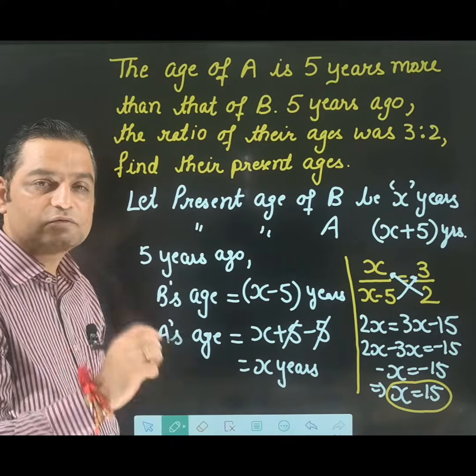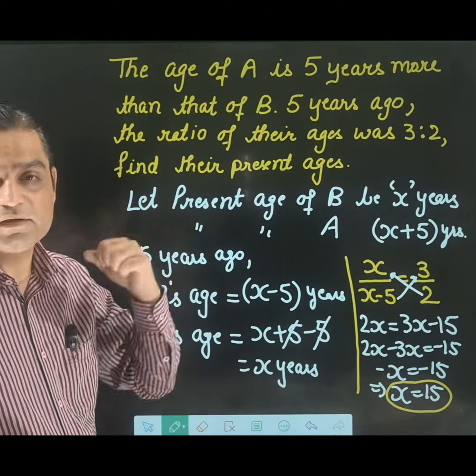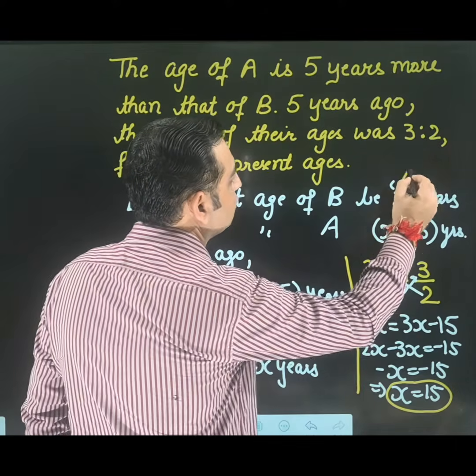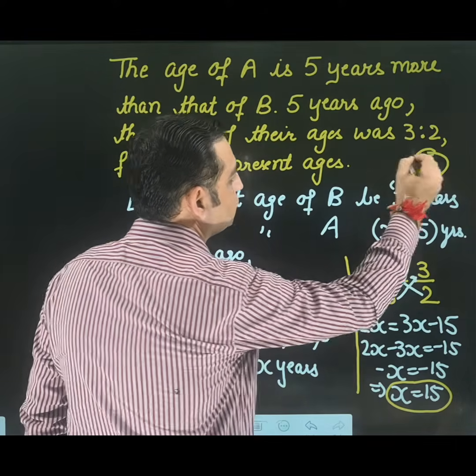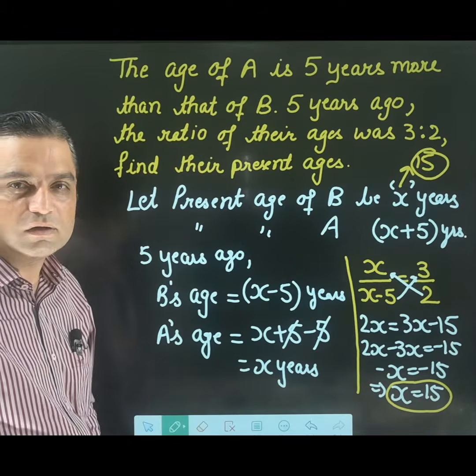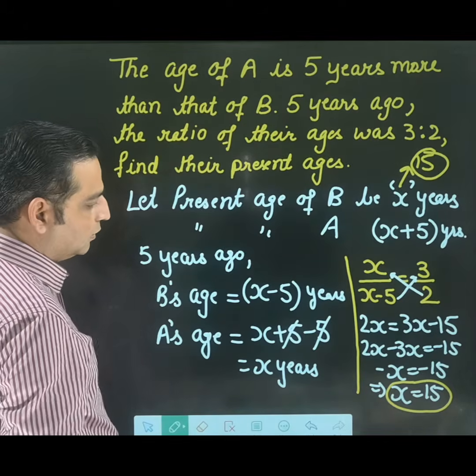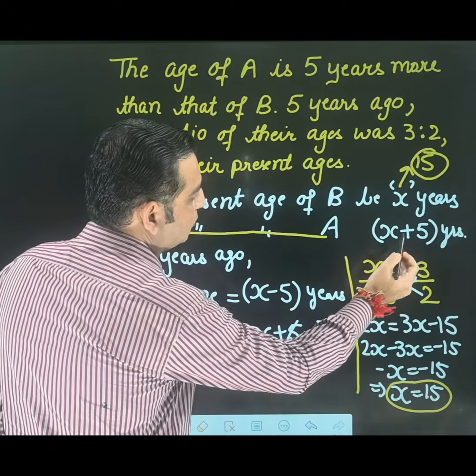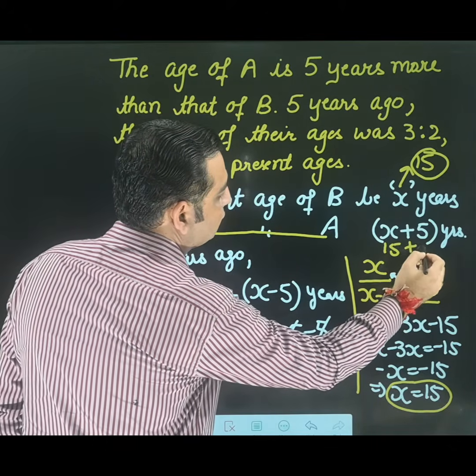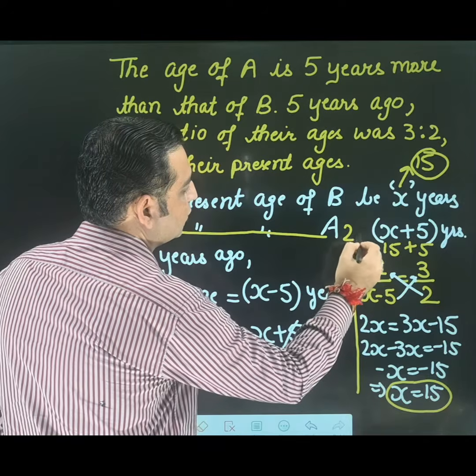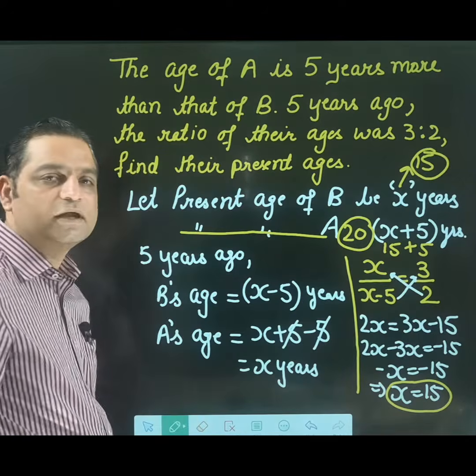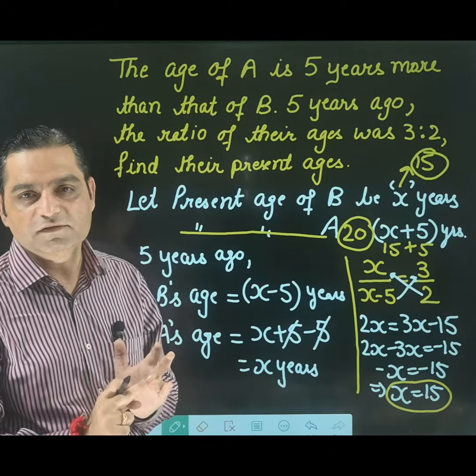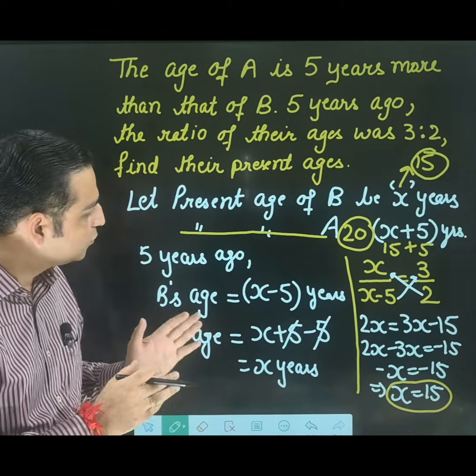Now what is the meaning of x? We are told to find both present ages. If x is 15, that means present age of B is 15 years. Do remember to write unit along with it. And present age of A, the second column. Present age of A means 15 plus 5. And what will 15 plus 5 give? 20 years. That means A's present age is 20 years and B's present age is 15 years. I hope you are clear with the concept.